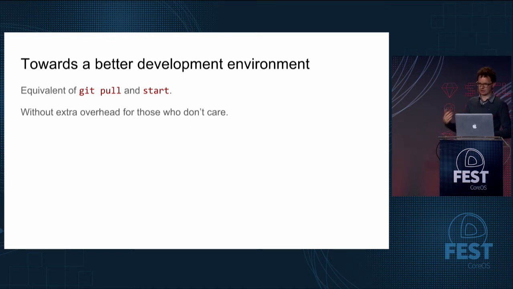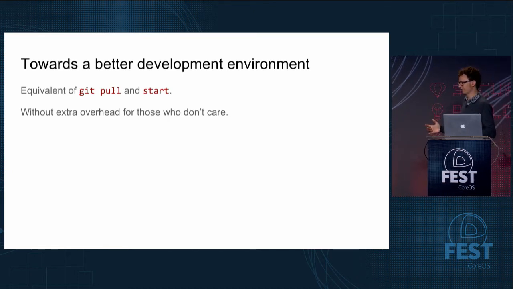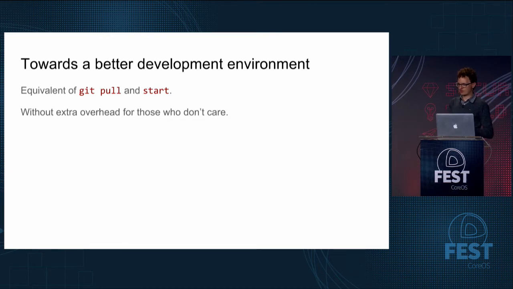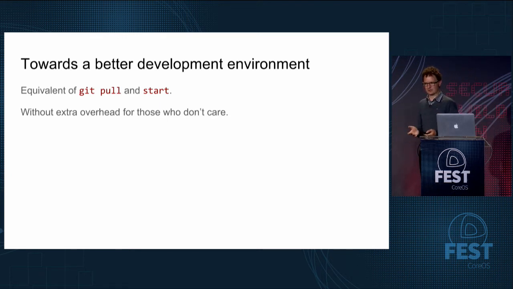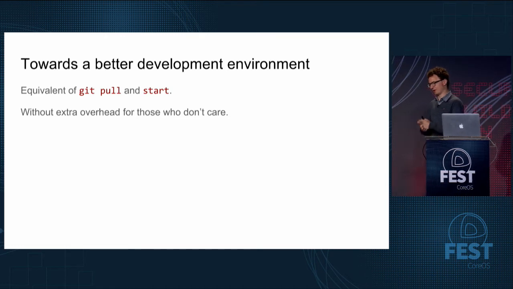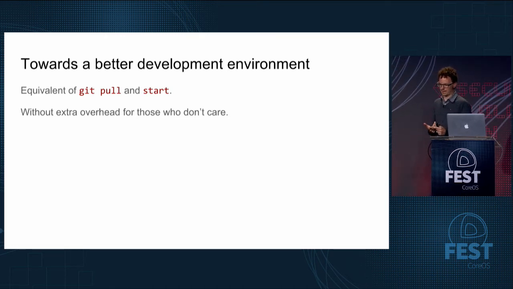What we want is that you do a git pull of a configuration repository, you do start, and it starts the whole development environment, regardless of how many components you have in your application. And this is very important because you want no extra overhead for those developers who don't care. You want to make it really simple for people to either get on board or to work with the platform without having to know all of Kubernetes or all of the ugly little secrets inside your software stack.